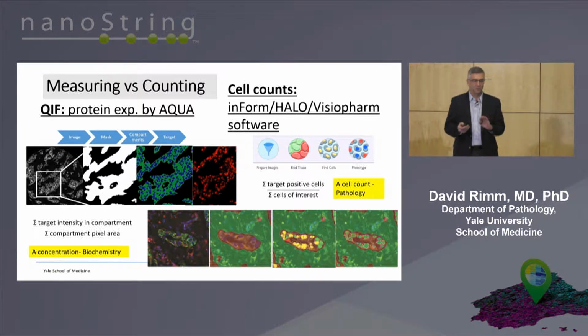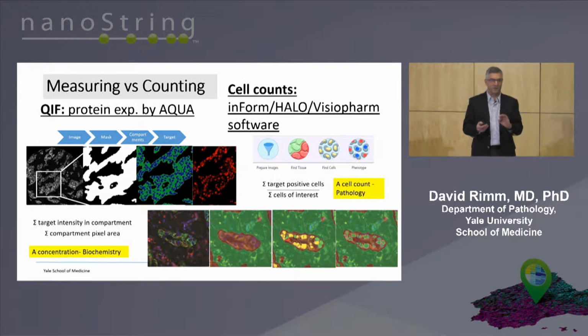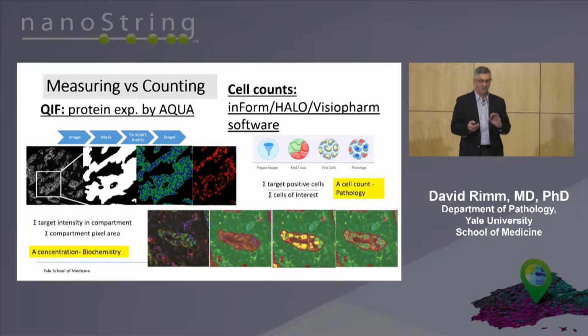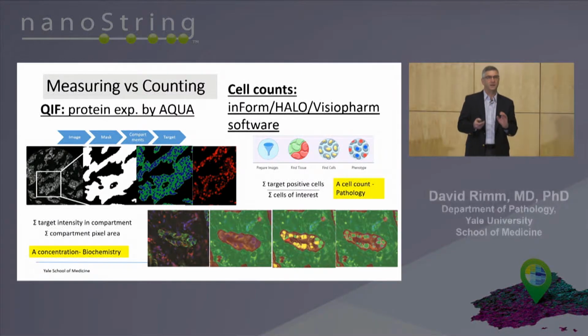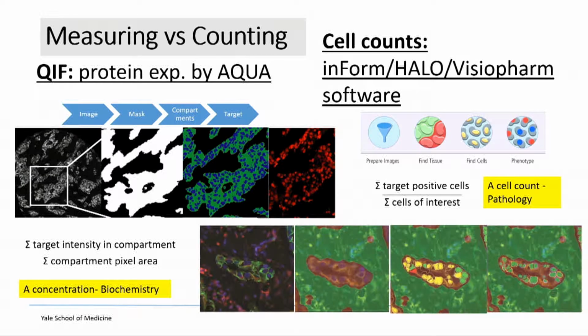So 20 years ago, we invented this technology in my lab called Aqua, for automated quantitative analysis, and that's what's shown on the left here. And it's actually like a concentration. This is a measurement, and some of the data I'll show you today is measurement by Aqua, which is a per field of view measurement. And we can reduce it to a true concentration. We actually do picograms of protein of interest, picograms of target per microgram of total protein. So it's a true concentration.